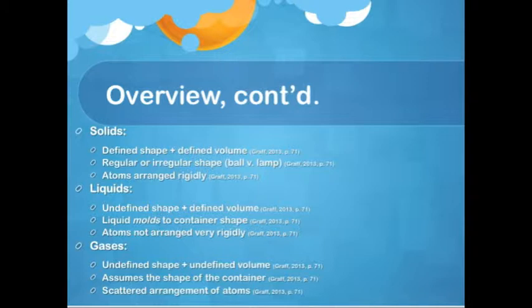Solid states have a set volume and a set shape because the atoms are arranged in a very rigid pattern. Liquids have an undefined shape and a defined volume because atom arrangement is a little bit less rigid than solids. And gases have an undefined shape and an undefined volume because atom arrangement is loose and scattered.